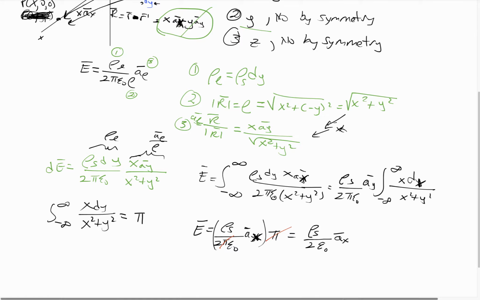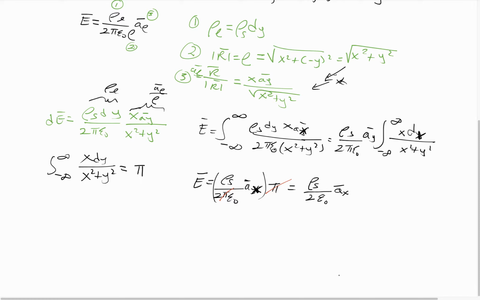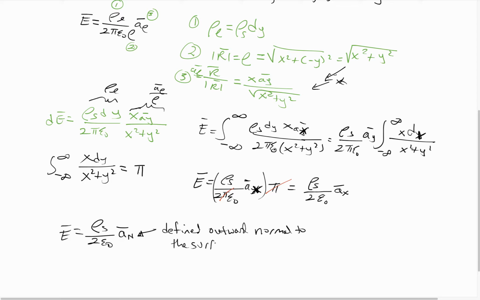Now the book will rewrite this so it's more generic, and they will just call this the electric field equal to rho s over 2 epsilon 0 a sub n, where this a sub n is defined as a unit vector outward normal to the surface of the infinite sheet of charge.